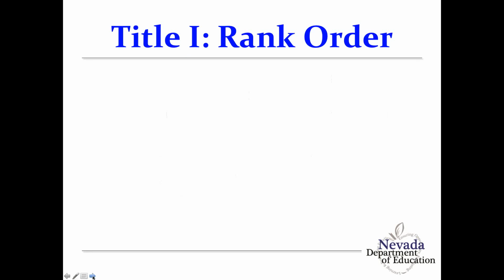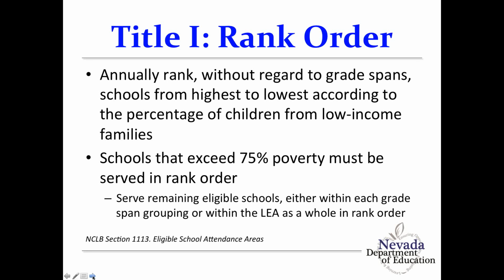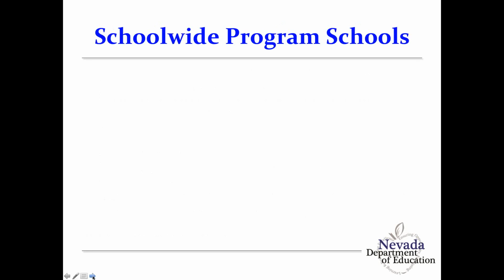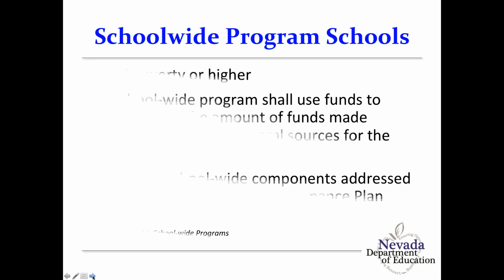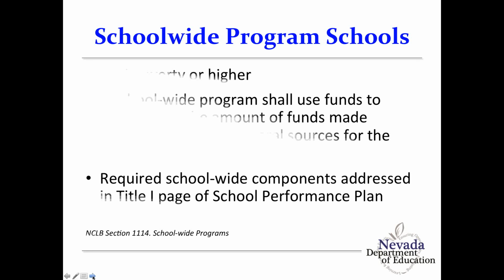All right, Title I rank order. Annually rank schools, without regard to grade spans, from highest to lowest according to the percent of children from low-income families. Schools that exceed 75% poverty must be served in rank order. And actually, when it says above, it means 75.1. If it's 75%, you don't have to. So it has to be above. Serve remaining eligible schools either within the grade span grouping or within the LEA as a whole in rank order.